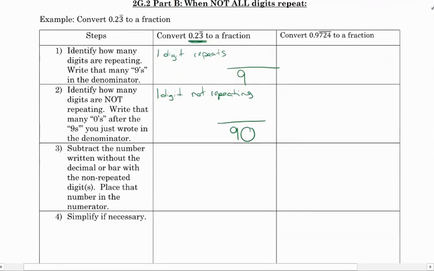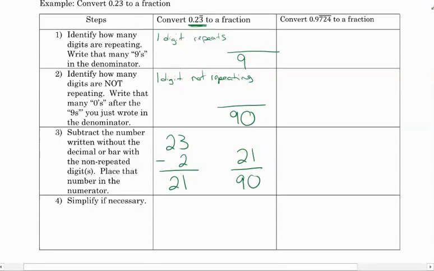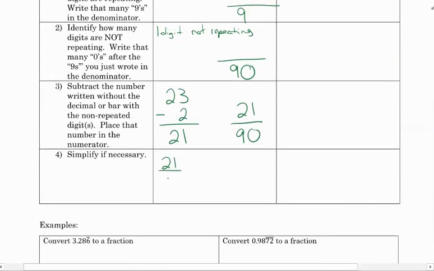Then I'm going to take the number without the bar, without the decimal, which would be 23, and I am going to subtract the non-repeating digits or digit. In this example, 2 is not repeating. So 23 minus 2 is 21. That becomes our numerator. And then, if I can simplify, I do so. So 21 over 90, well, 21, 2 plus 1 is 3, so this is divisible by 3. 90 we know is divisible by 3, so this would be 7 over 30.